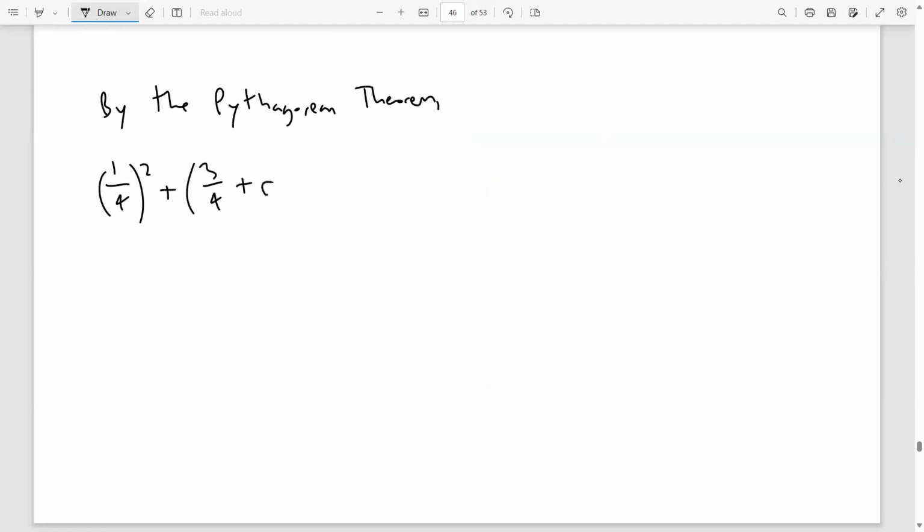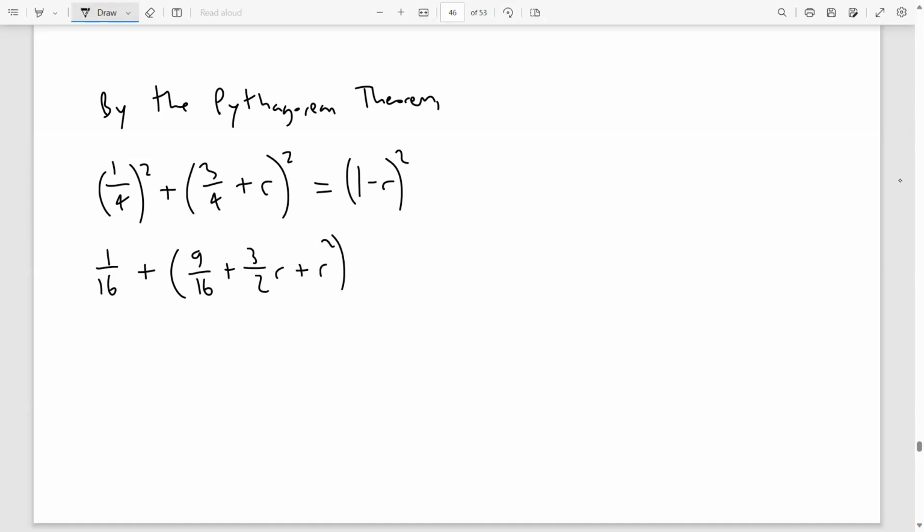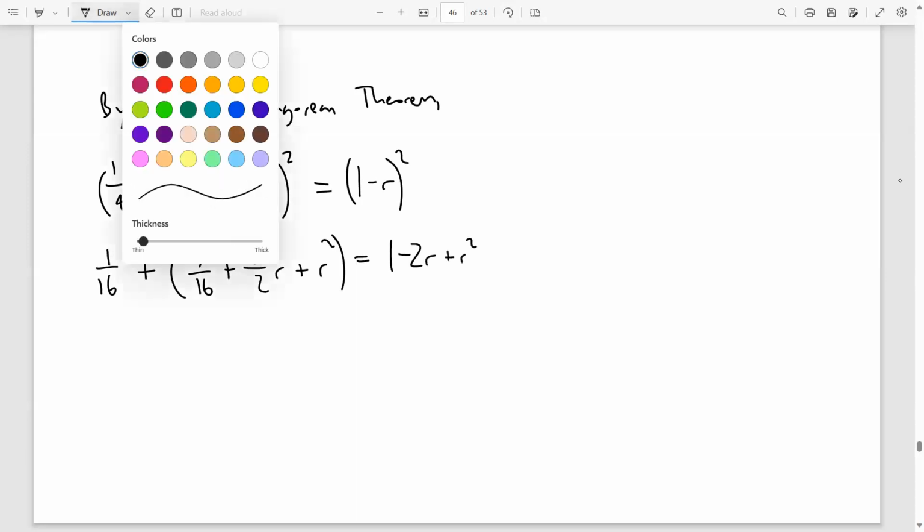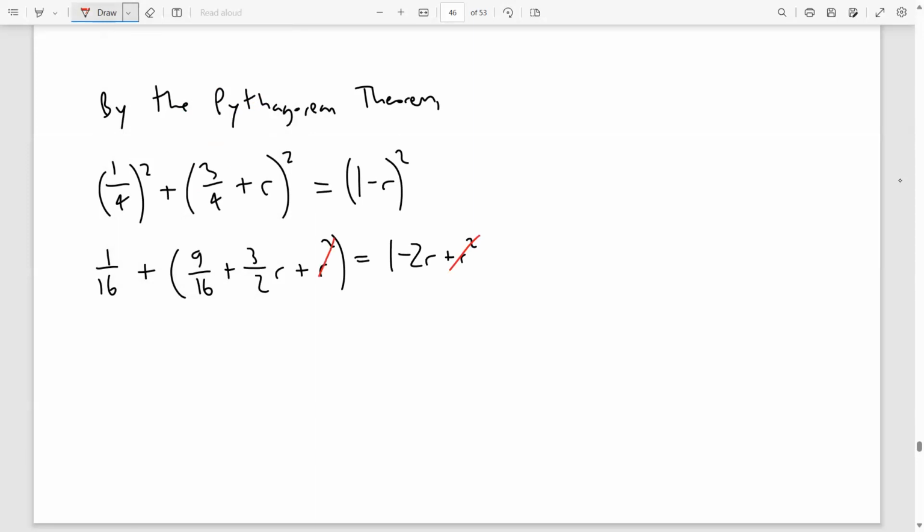So (1/4) squared plus (3/4 plus r) squared is equal to (1 minus r) squared. I will expand both sides, noting that the r squared terms will eventually cancel out. (3/4 plus r) squared is 9/16 plus 3/2 r plus r squared. (1 minus r) squared is equal to 1 minus 2r plus r squared. So the r squared terms will cancel out.